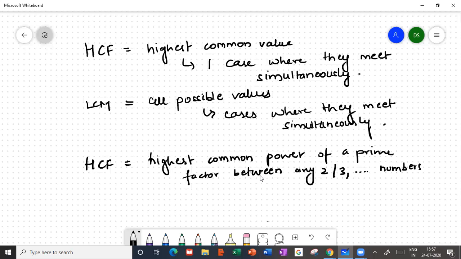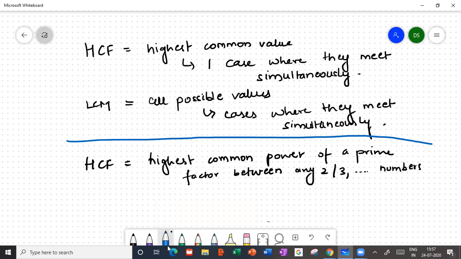Okay, if you all want, you all can write this down, this thing here. Don't write the above statements, this statement which I'm writing below the blue line, to help you find out the HCF and LCM. So HCF is highest common power of a prime factor between any 2 or 3 numbers or more numbers, right?